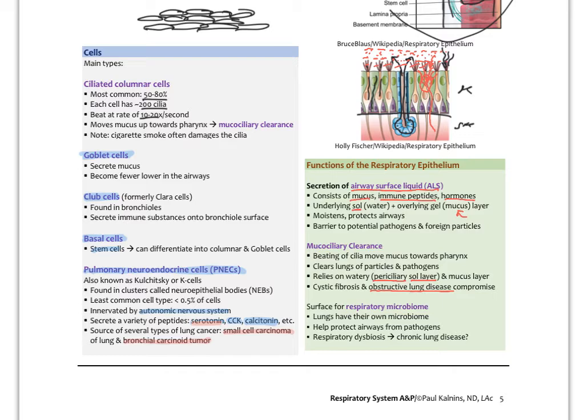Again, I mentioned the respiratory microbiome, which is an important thing here, and the lungs have their own microbiome that has a protective role, and we think there is what we might call respiratory dysbiosis, just like we have in the gut, of an overgrowth of maybe pathogenic strains, not enough of the good strains, and that might contribute to chronic lung diseases. So that's the respiratory epithelium, very important, and we'll see that lining all the way down the conducting zone as we go here.